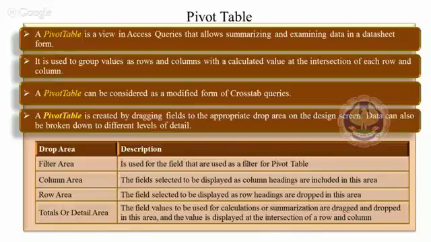We have the row area. The fields selected to be displayed as row headings are dropped in this area. Suppose we have a filter as certain products, and within them we have some flavors. That is what we can have in our row. Then the totals or detail area is where you put the summation, that is, the fields on which you have calculated aggregate values. The field values to be used for calculations or summarization are dragged and dropped in this area, and the value is displayed at the intersection of a row and a column.